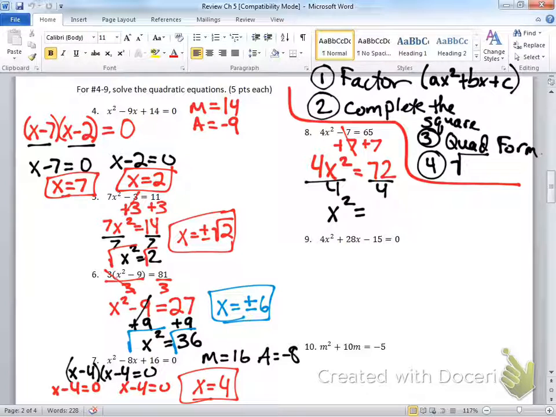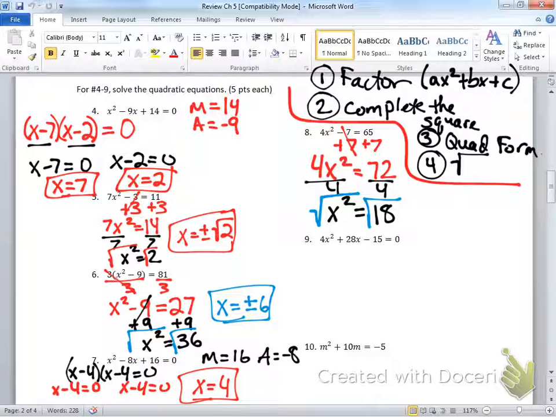What is 65 plus 7? 72? All right. And then you divide by 4. What's 72 divided by 4?